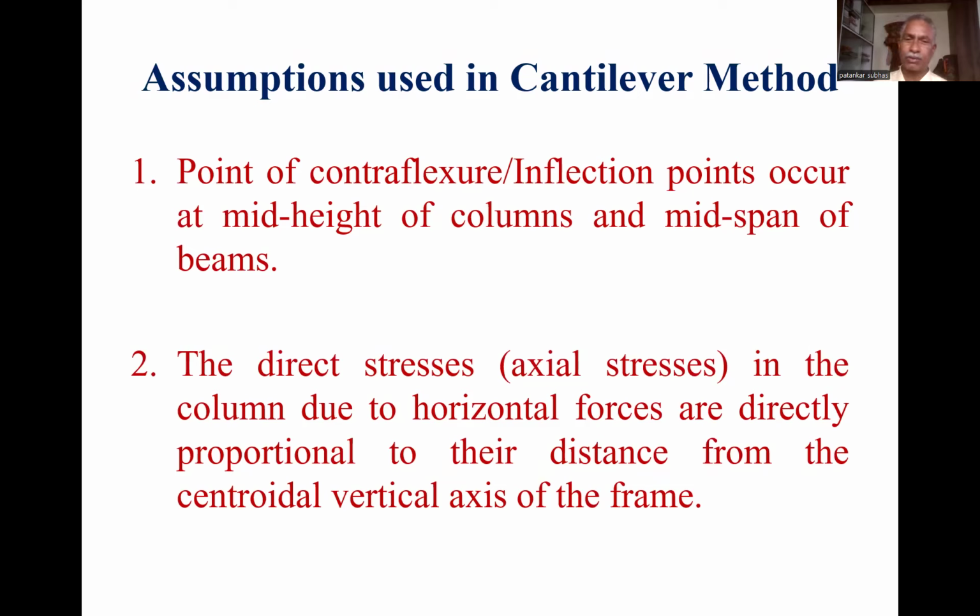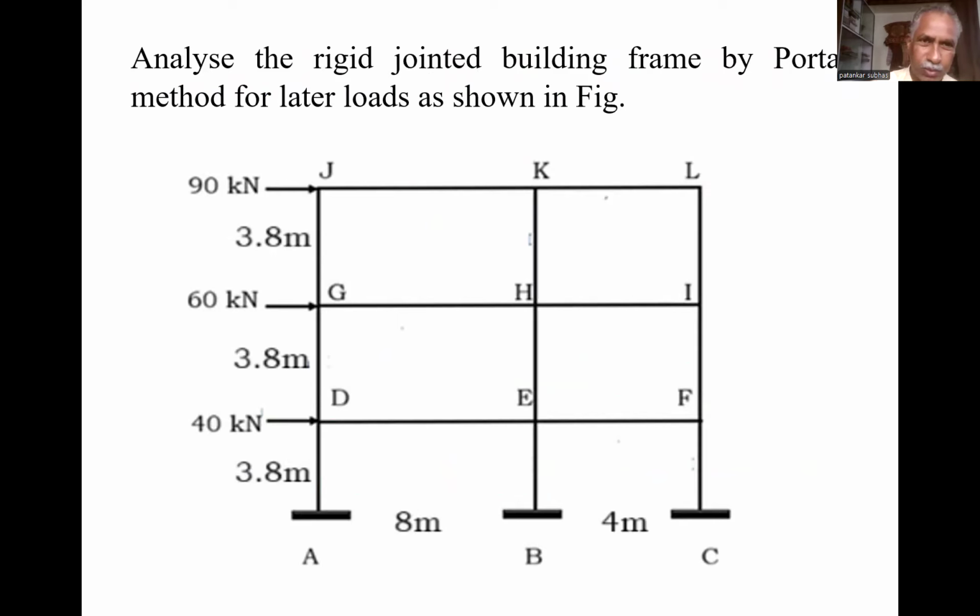In the portal method, we considered that the horizontal shear taken by the interior column is double the horizontal shear taken by the exterior column. So this is basically the change between the portal method and the cantilever method. The portal method is generally more suitable if the width is more and the height is less, that means low-rise buildings, and the cantilever method is more suitable for high-rise buildings. Let us have an example of how to analyze the building frame using the cantilever method instead of the portal method.